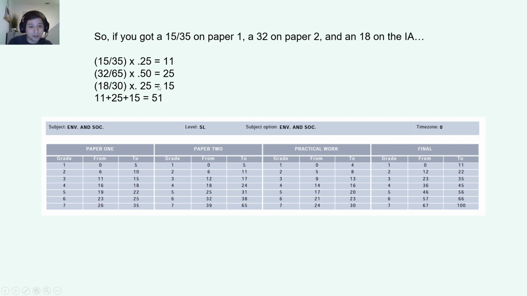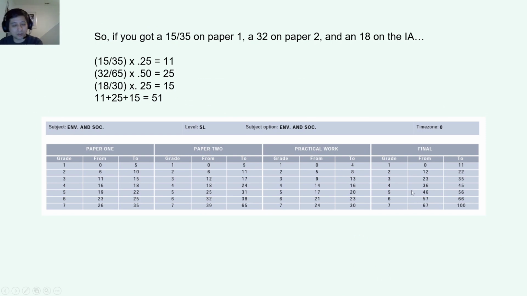If you put these together, and this is kind of a ratio again, paper 1 is 25% of your grade, paper 2 is 50%, paper 3 is 25%. This is what you would end up with. You put those numbers together, you end up with a 51. You take this, you go over to the final scores. 51 is a 5. So that's how you should be thinking about this, or that's how you should expect your grades to be done in this course.